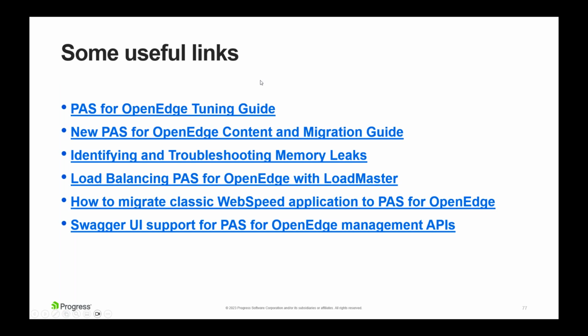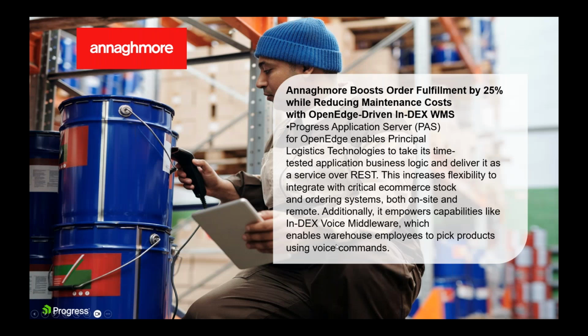I also put some useful links in the presentation: the PASOE OpenEdge tuning guide, the migration guide, troubleshooting memory leaks using LoadMaster, for example, and the WebSpeed Swagger user interface. So you have also these features. And we have many cases of customers using PASOE OpenEdge. So we have some testimonials here, reducing by 20%.